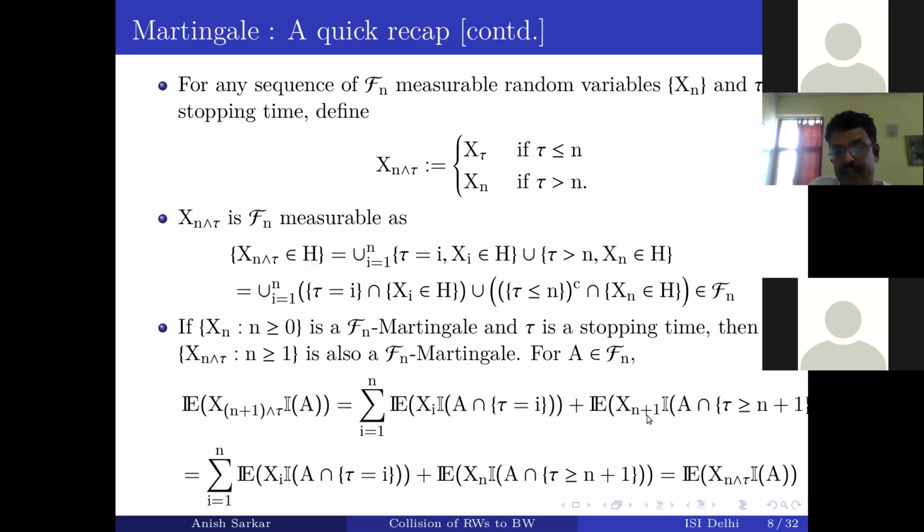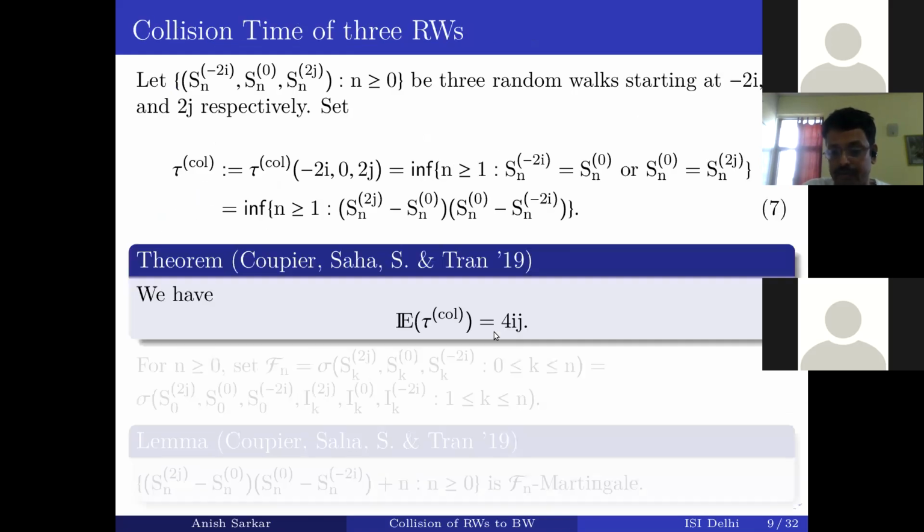That would become xn minimum tau bigger than n, but other things are exactly as they are, and this would become xn minimum tau. Okay, and this is the conditional expectation.